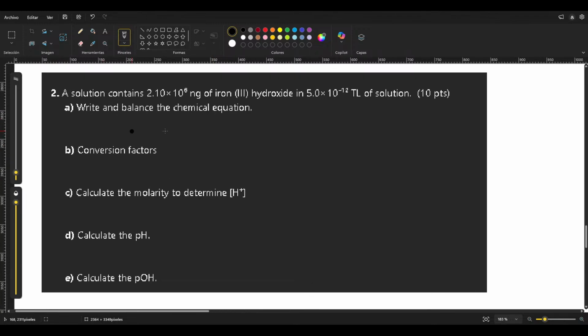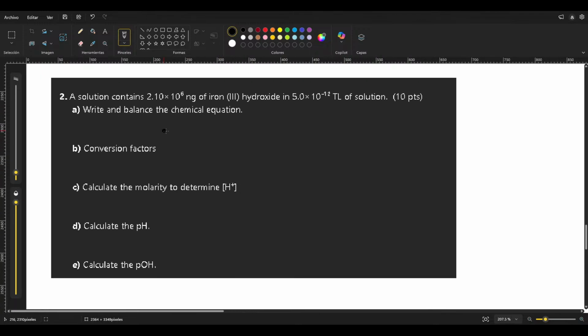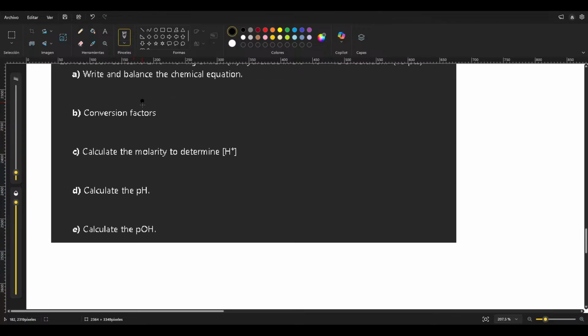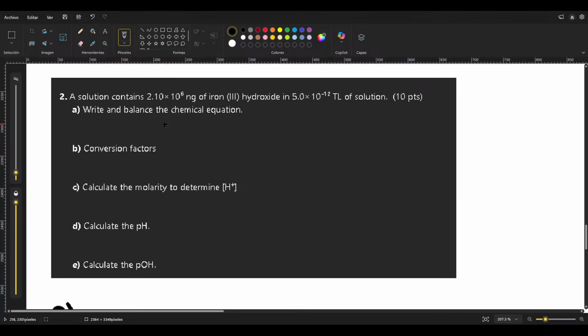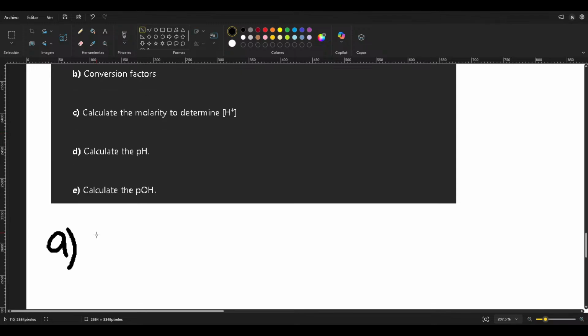Okay, next problem. So a solution contains 2.10 times 10 to the 6 nanograms of iron 3 hydroxide in 5.0 times 10 to the negative 12 teraliters of solution. Write and balance the chemical equation, conversion factors, and so on. Okay, so write the chemical equation and balance it.